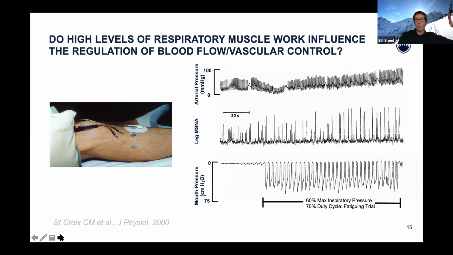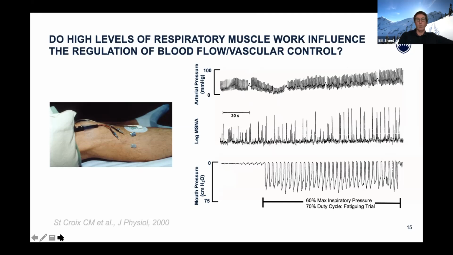So what we wanted to do here was to fatigue the diaphragm. How can you do that in the absence of exercise? Well, we imposed a duty cycle. Seven-tenths of the time was spent on inspiration, and they were inspiring at 60% of maximal inspiratory pressure. The analogous scenario would be someone doing rhythmic hand grip exercise. Squeeze, relax. Squeeze for a prolonged period of time, relax, where you're making the muscle presumably relatively ischemic.